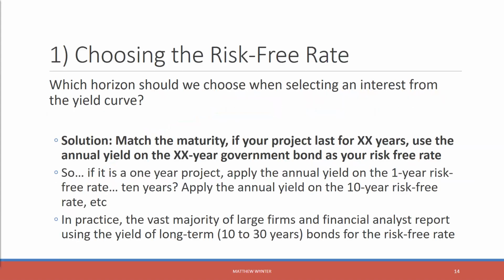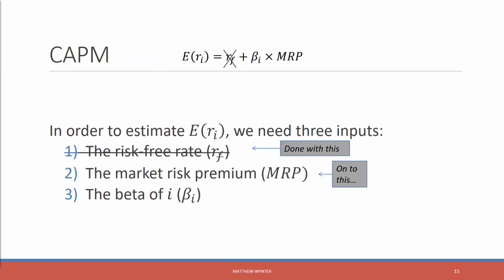Okay, so our solution when choosing the risk-free rate is going to be to find a maturity that matches the maturity of our project. If we've got a 1-year project, we want to use a 1-year government bond. If we've got a 10-year project, we want to use a 10-year government bond. So step one, we know how to do. We know how to find a US Treasury that has a maturity that matches the maturity of our project.